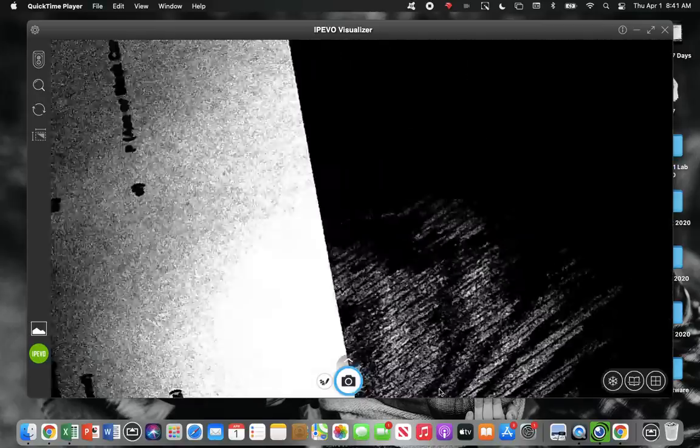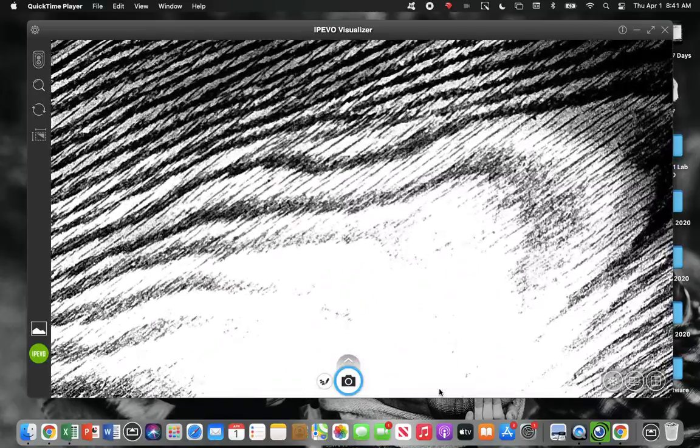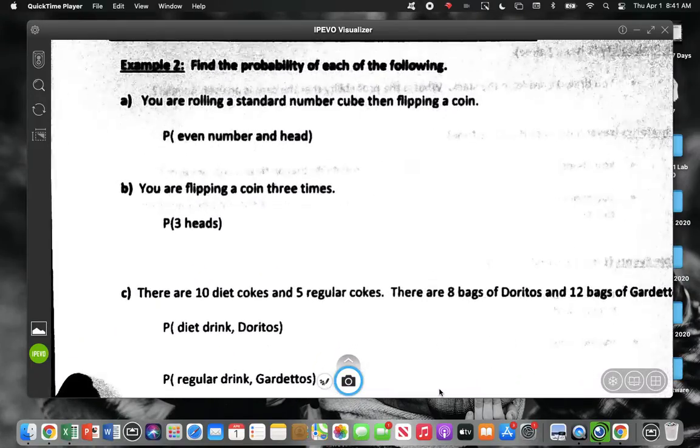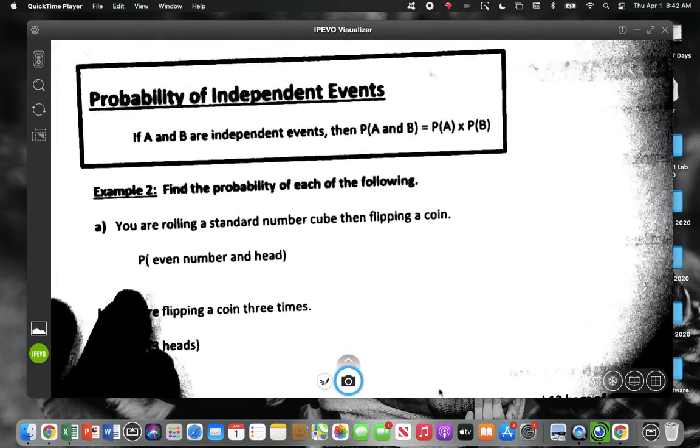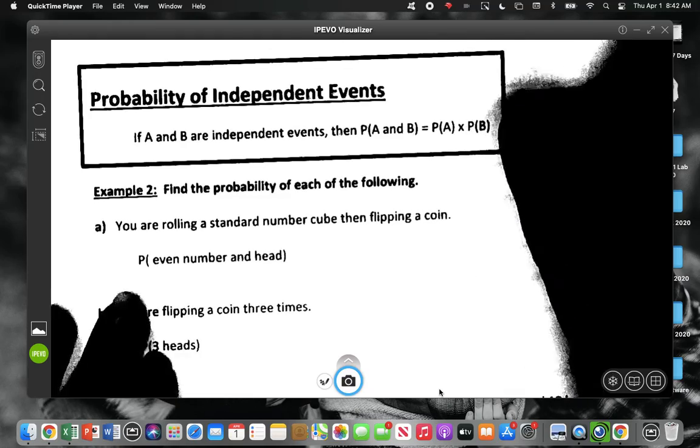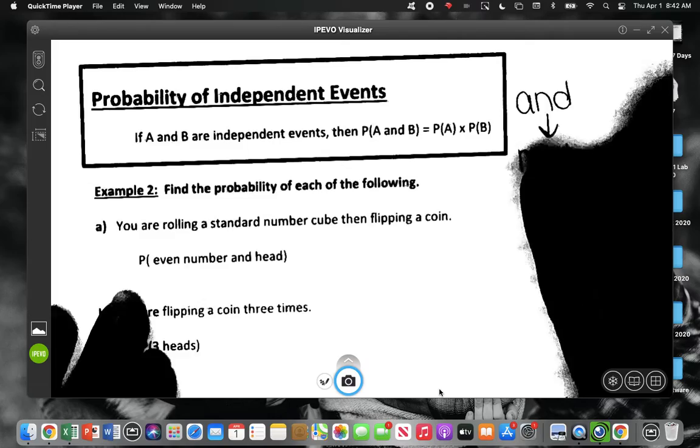All right, so if the events are independent, if you need the probability of these two things, like if you have 2 events, you multiply the probabilities. So if it says find the probability of the first event and the second event happening, if they're independent, you can multiply. So whenever you see the word and, that means that you are going to multiply.